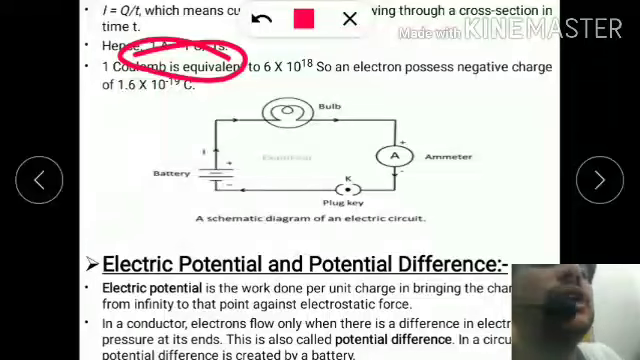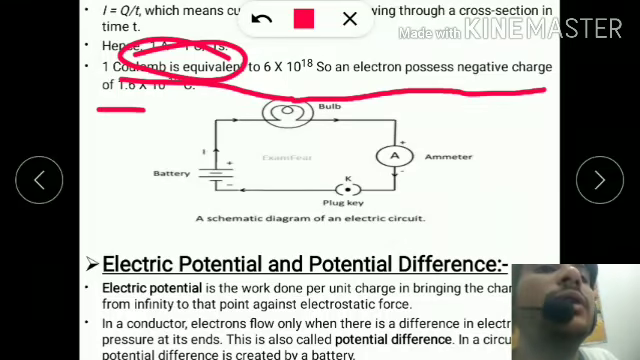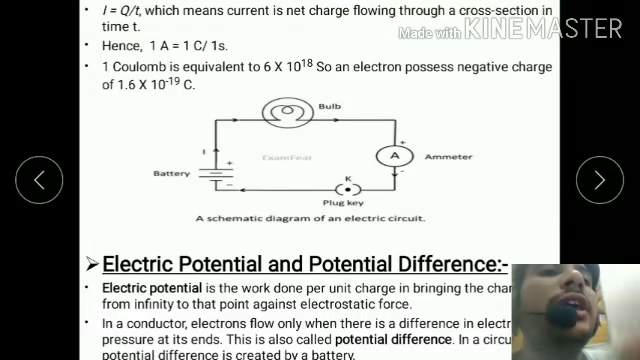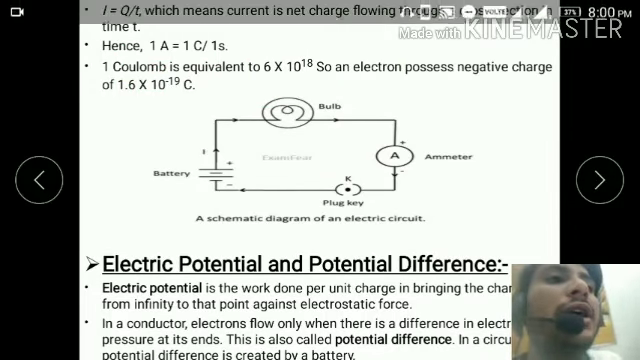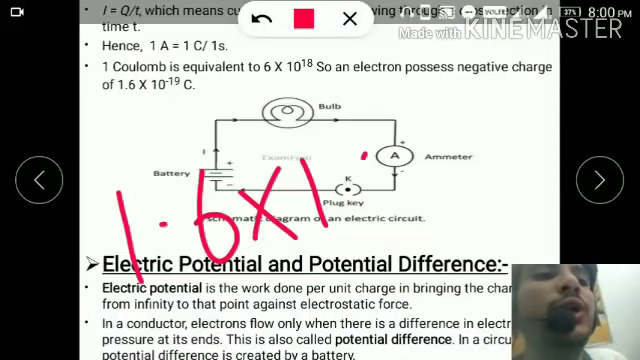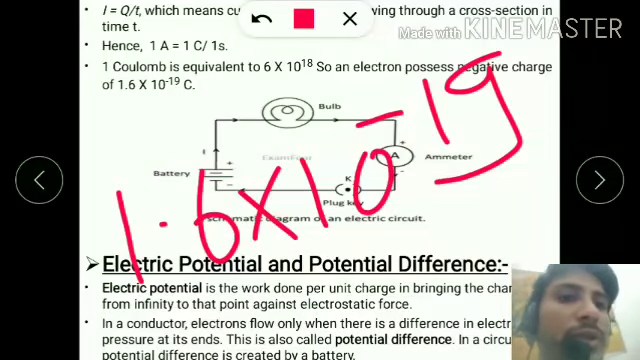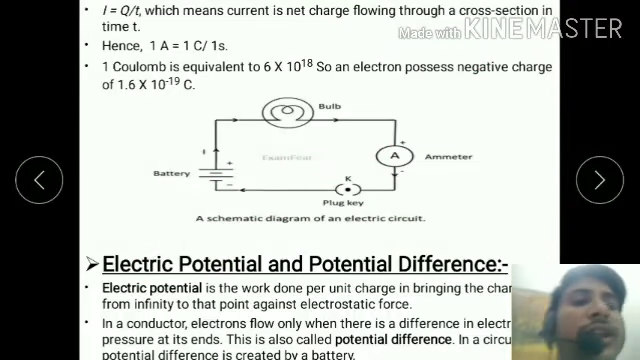A coulomb is equivalent to 6 into 10 to the power 18 electrons. An electron possesses a negative charge of 1.6 into 10 to the power minus 19 coulomb. This is the charge on the electron. Okay, now I think you understand very well.